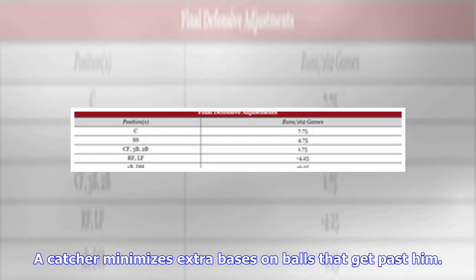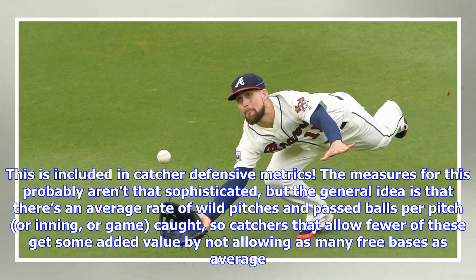A catcher minimizes extra bases on balls that get past him. This is included in catcher defensive metrics. The measures for this probably aren't that sophisticated, but the general idea is that there's an average rate of wild pitches and passed balls per pitch or inning, or game, caught, so catchers that allow fewer of these get some added value by not allowing as many free bases as average.